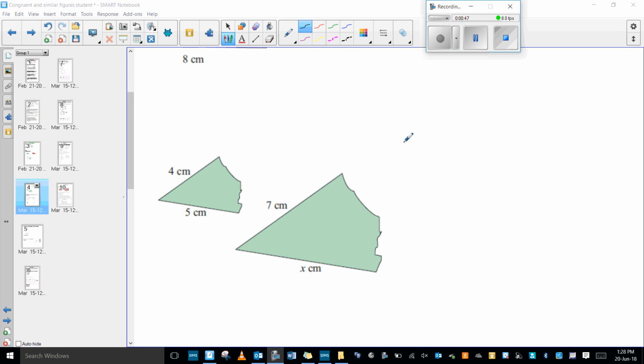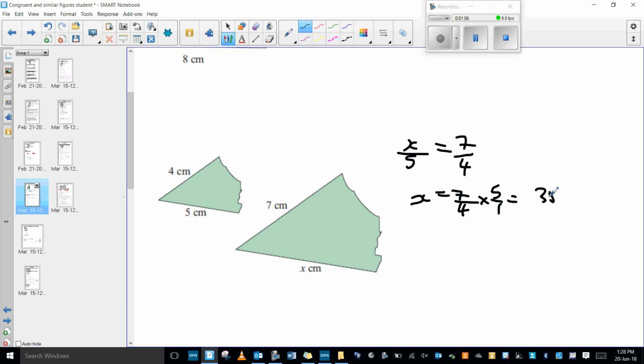x over 5 equals 7 over 4. Oh, you lot are just so awesome. So x equals 7 over 4 multiplied by 5 over 1, which is 35 over 4, which is 8 and 3/4. It's pretty straightforward, isn't it? Yeah. Nice. Okay.